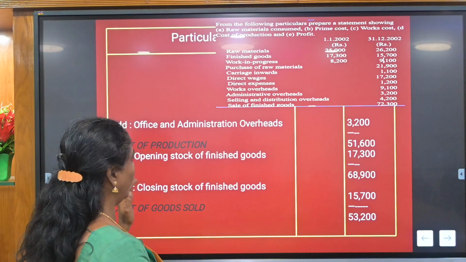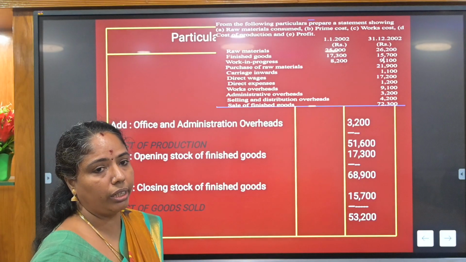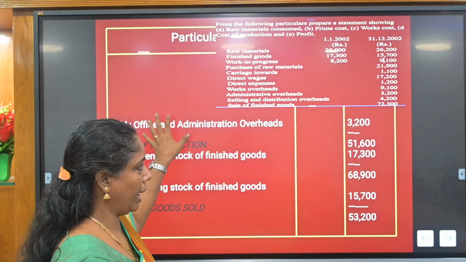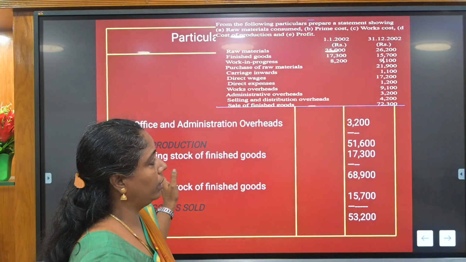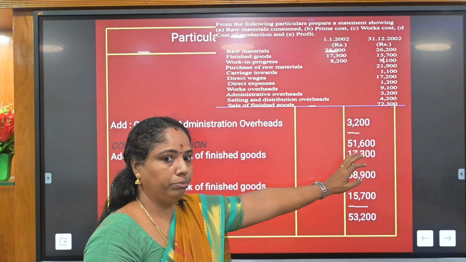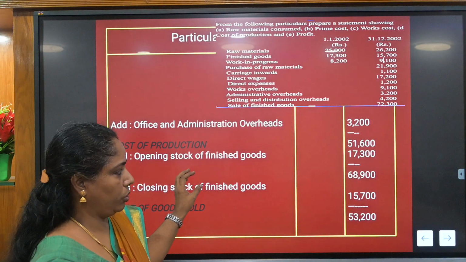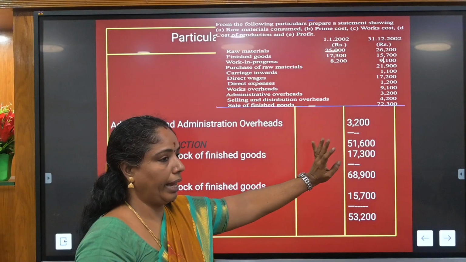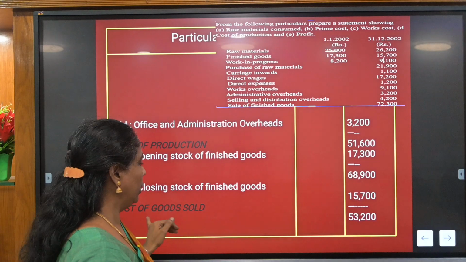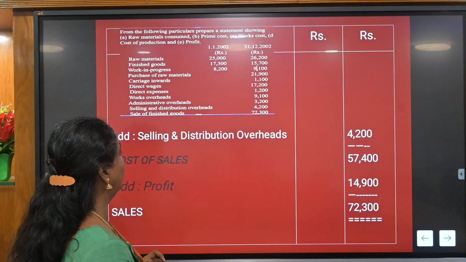Again I am repeating, the expenses related to office and administration, if given in the sum, we should add with this, and this should be done in the inner column. The total we transfer to the outer column, and then we add opening stock of finished goods, then less closing stock of finished goods, we subtract from the total. Finally we get cost of goods sold. And here comes the final answer.